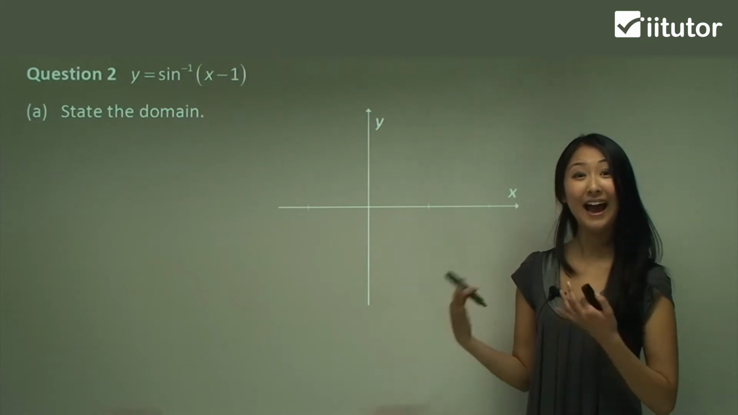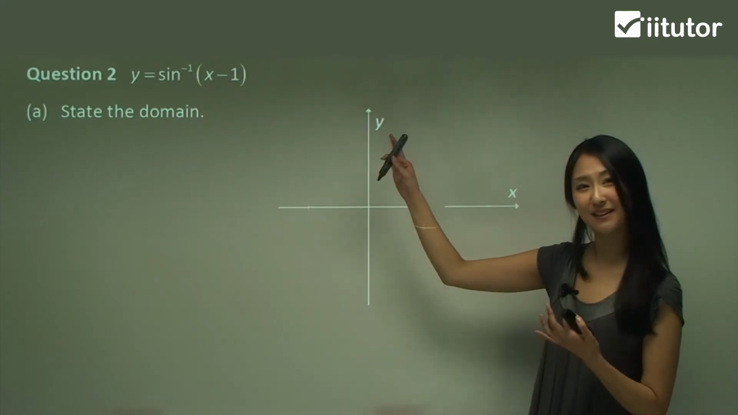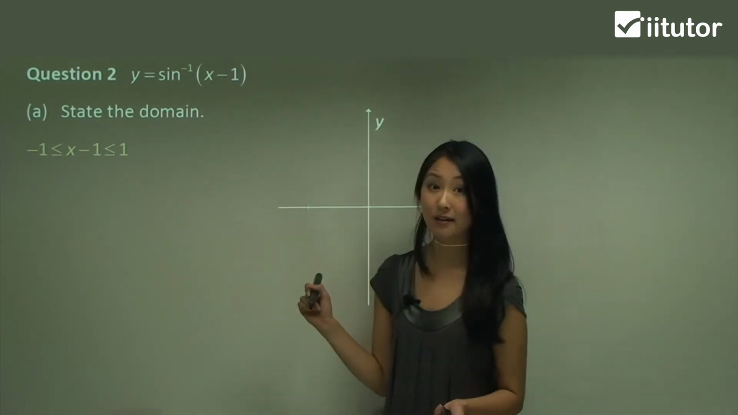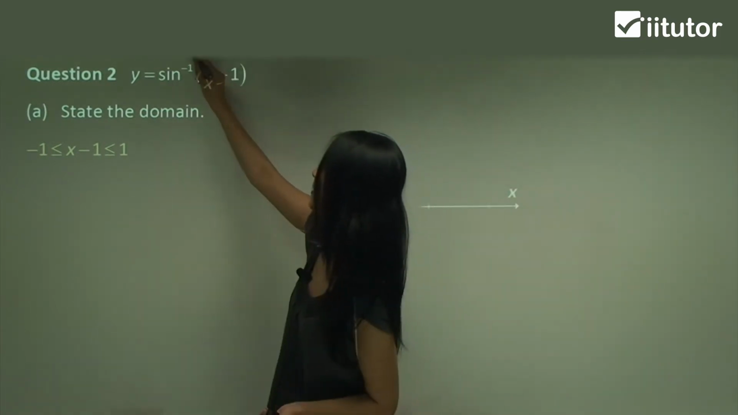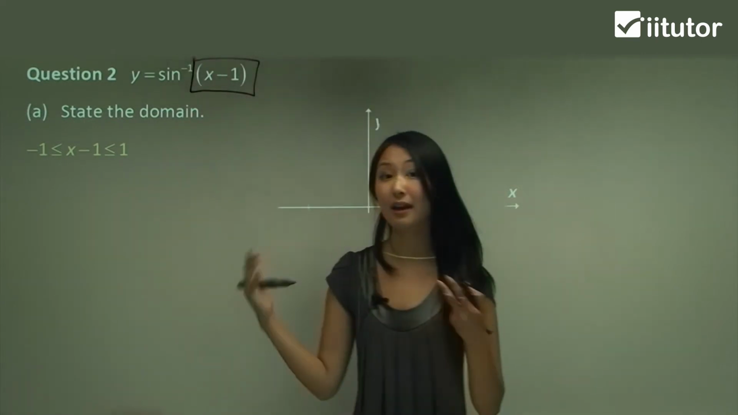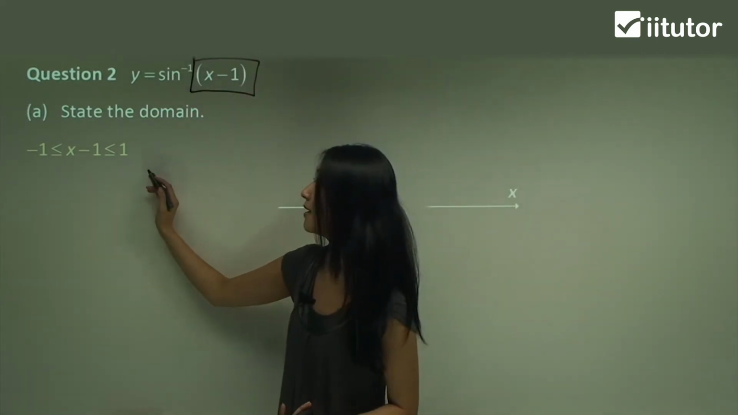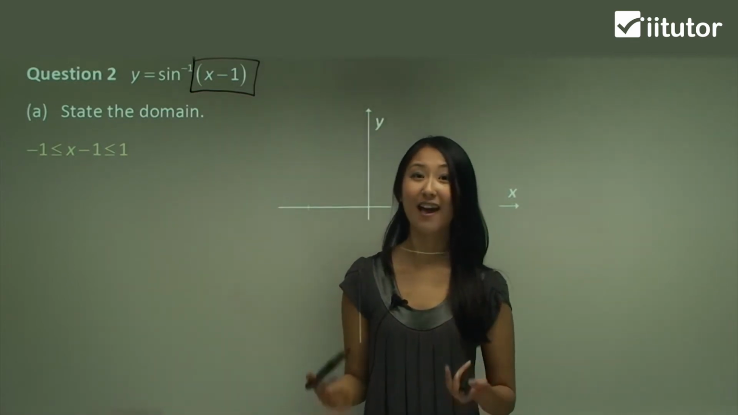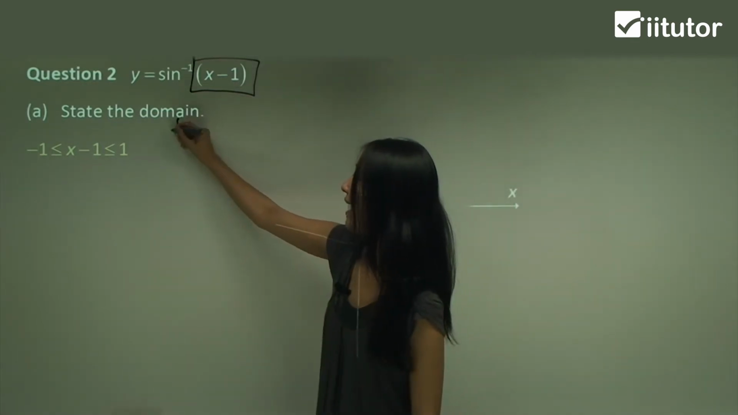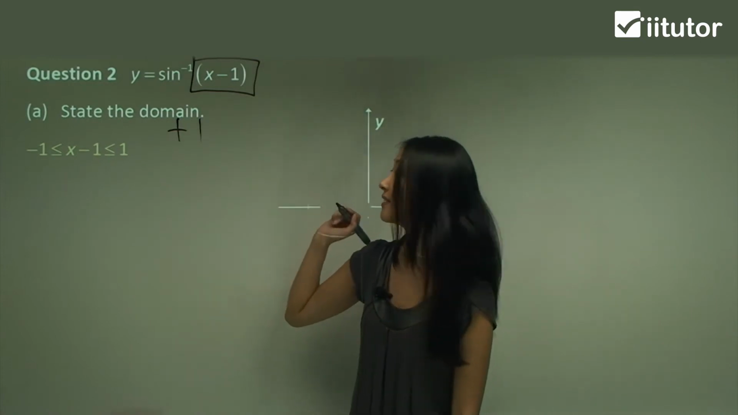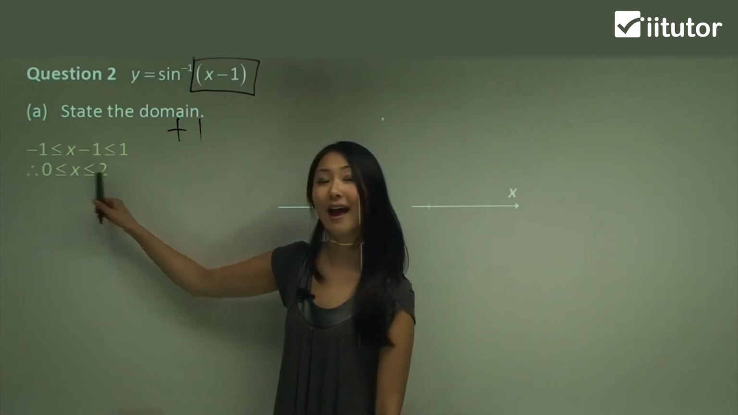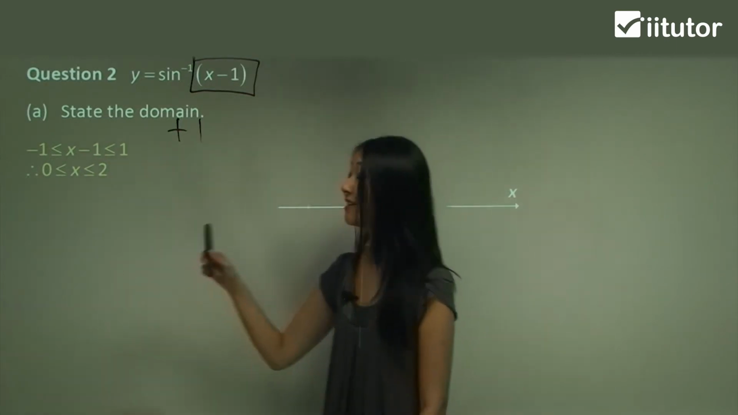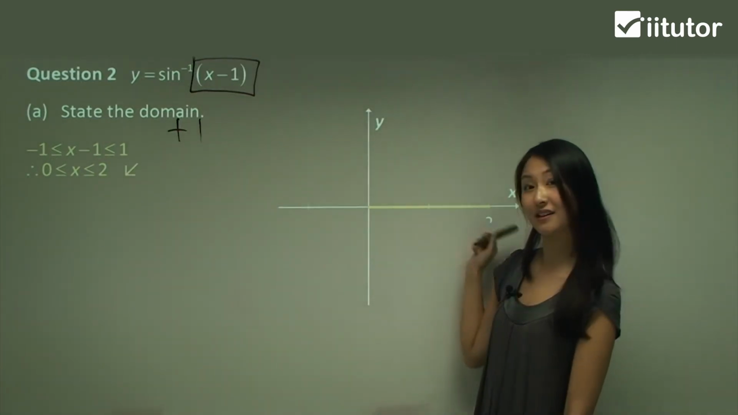Let's have a look at something else similar but a little bit more complicated. So starting off with the domain, we always start off with this is the input. So the input is between 1 and -1. And we want to make x by itself. How are we going to do that? Add 1 to everything. So that becomes 0 and 2. So my domain is between 0 and 2. Put that on the graph, between 0 and 2.